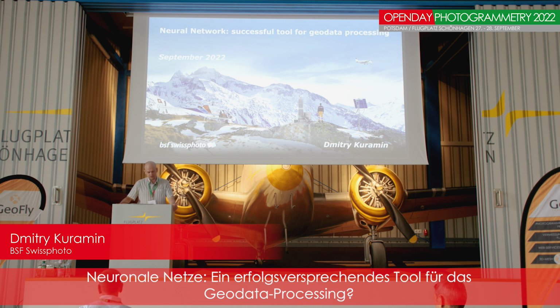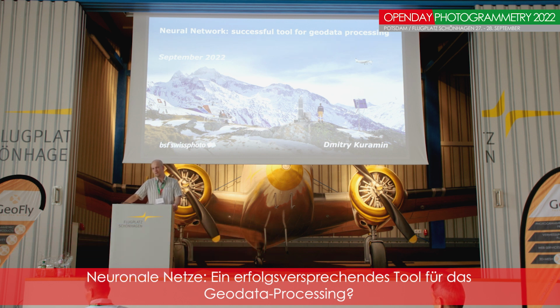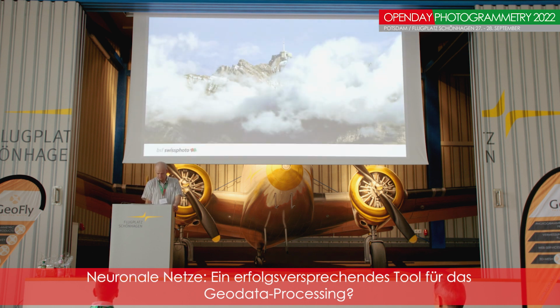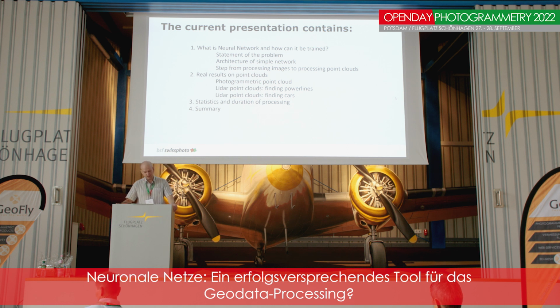Today I will be talking about neural network and its application for classification of point clouds, which we do in BSF Swiss Photo. The current presentation contains some theoretical part about statement of the problem, architecture of the simple network, and a step from processing images to processing point clouds. Then there is a part with real results for photogrammetric point cloud, for LiDAR point clouds. Then there are parts of statistics and duration of processing and the summary.